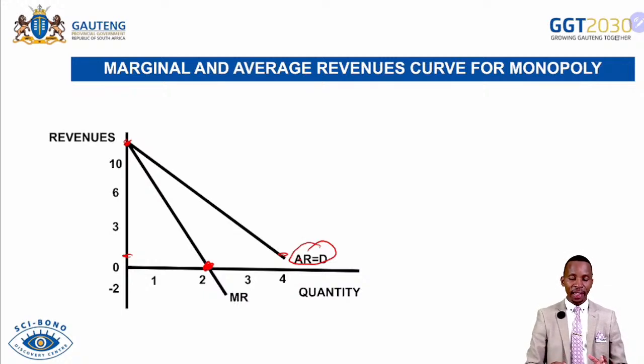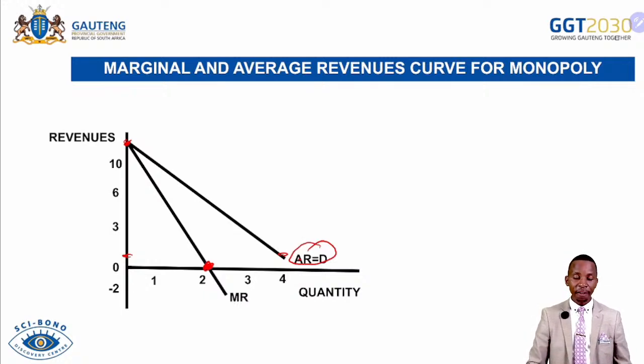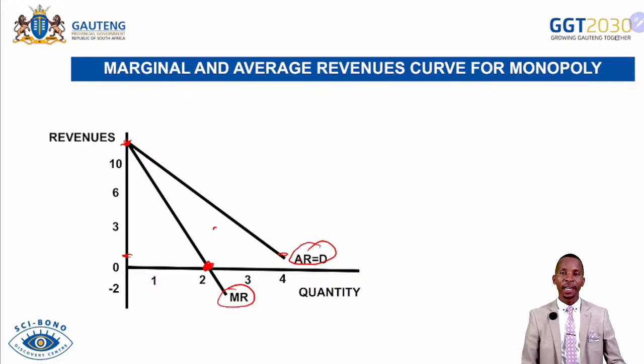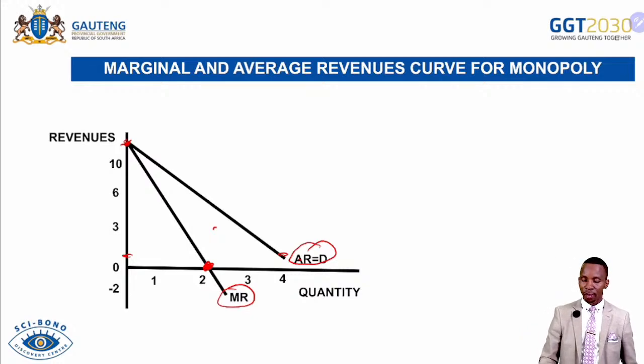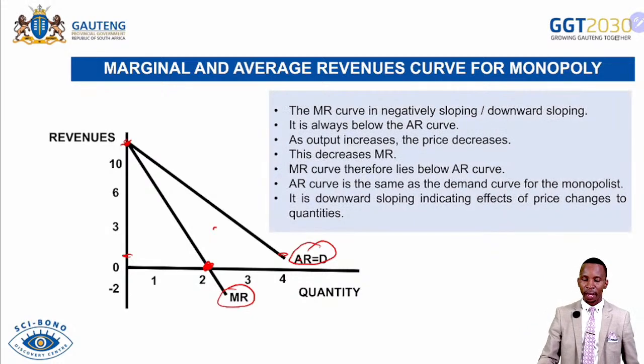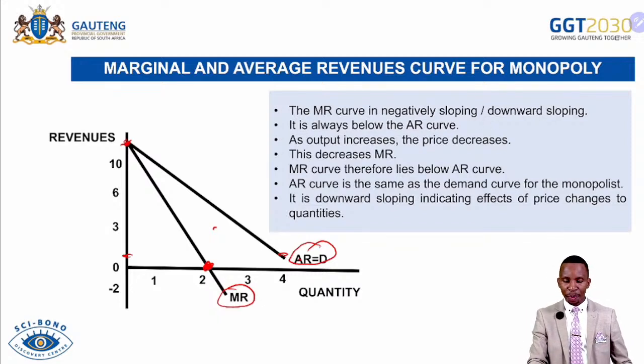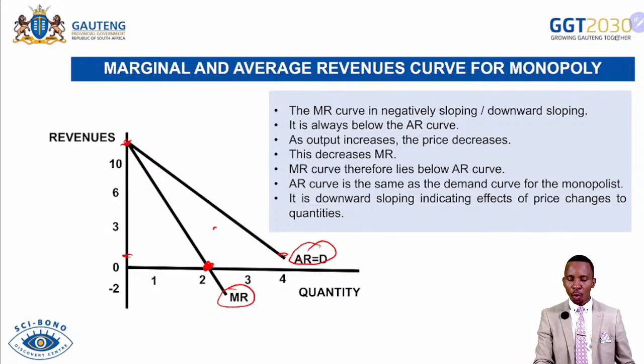So you can see that these curves are not the same. They differ. They are equal there, but they separate as they go down. As they go down, MR always lies below AR, and AR remains higher than MR. And then the explanation: the MR curve is negative sloping, downward sloping. It is always below the AR curve. As you see, it is below here. They are only equal at the one point.